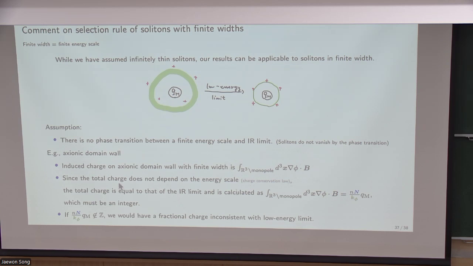Then we take the low energy limit. Since the total charge does not depend on the energy scale by charge conservation, the total charge is equal to that of the low energy limit, which can be manifestly calculated by this. If this violates the Dirac quantization condition, we would have a fractional charge inconsistent with the low energy limit. So I argue that a configuration with finite width, which violates the Dirac quantization condition, cannot exist.